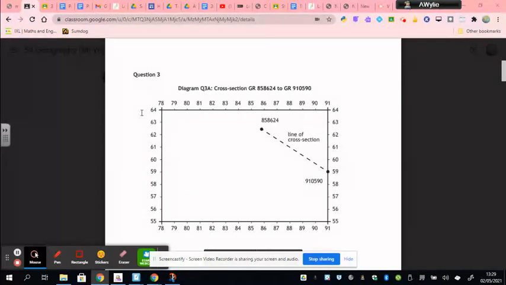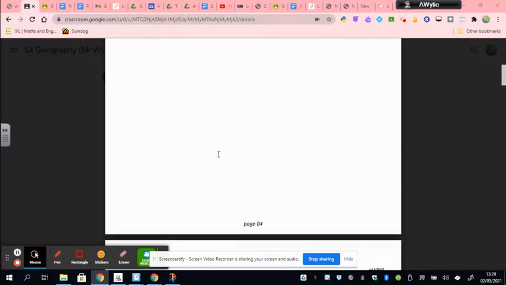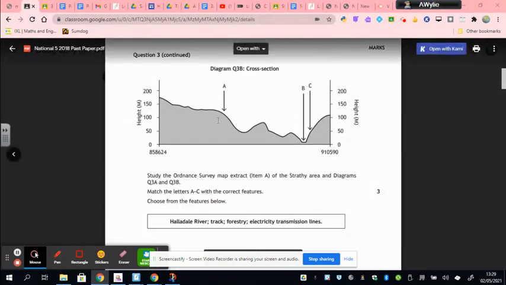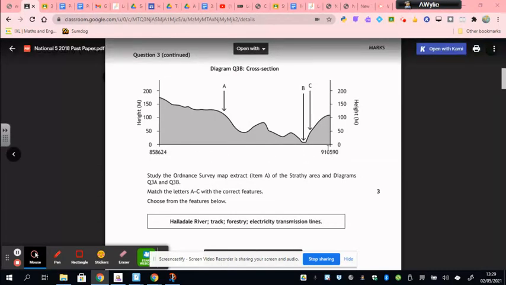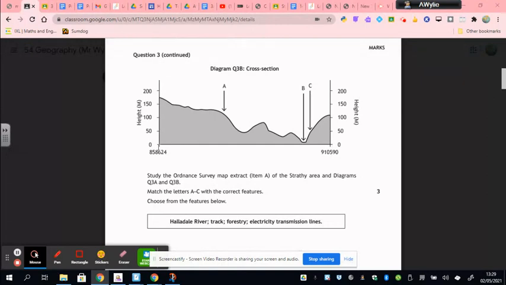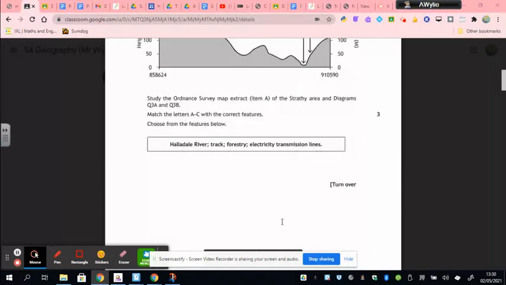Moving on to question 3, a very common exam question using a cross section on a map to identify 3 locations, as we can see here, A, B, and C. And you should find that these 2 grid reference points here and the length of this on the exam paper actually is the exact length when you find those 2 places on the map. So you should be able to line the x-axis of this graph along your cross-section, which should then very easily show you what A, B, and C are. In this case, A was the forestry, B was the Hallidale River, and C was an electricity transmission line.